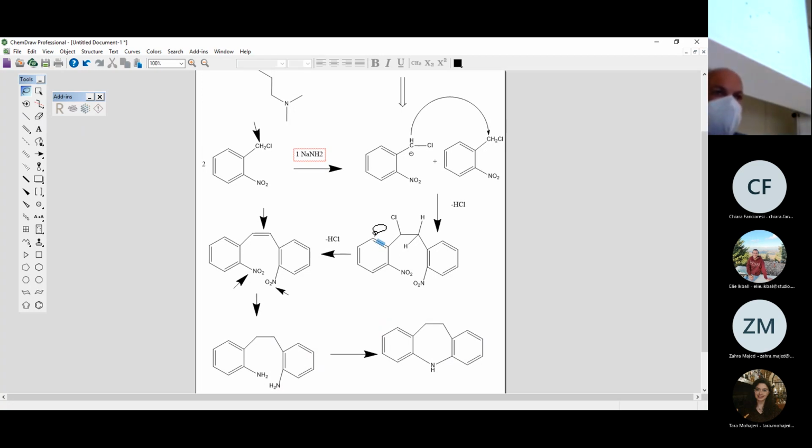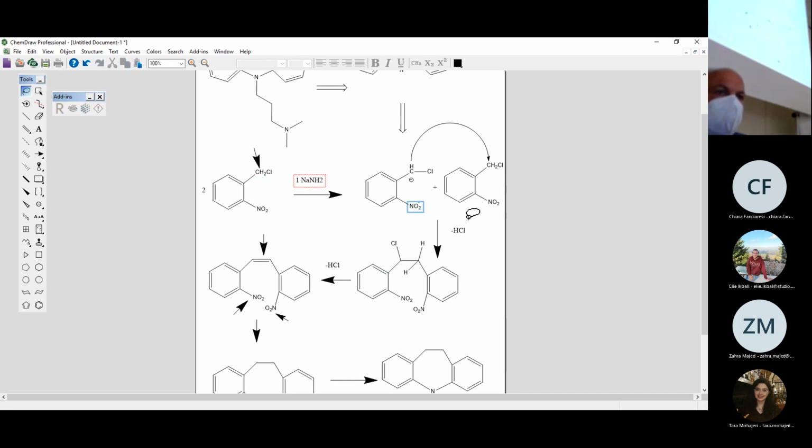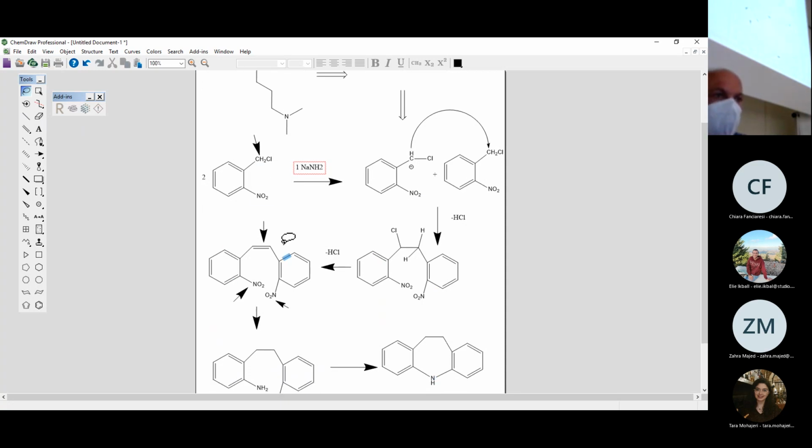So you see a lot of different intermediates. Just to explain how we can start from 2 moles of this halogenated compound to have this 6-7-6 system. Do you have any questions? Is it clear for you?